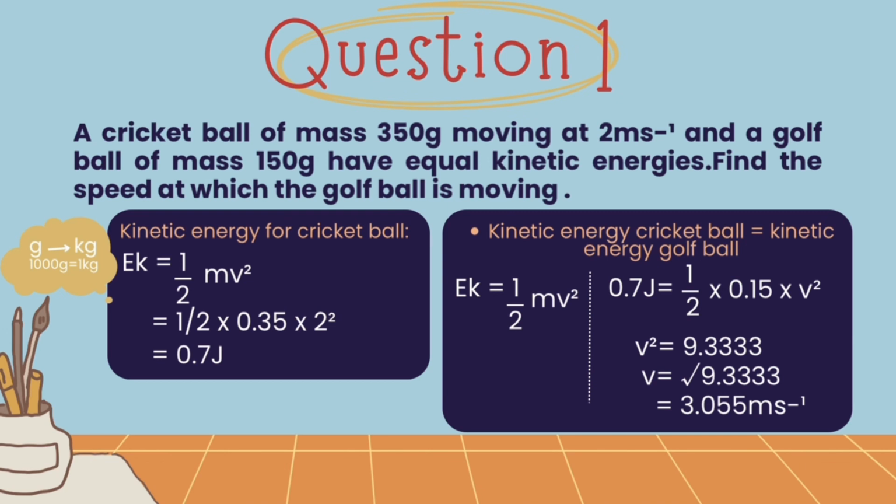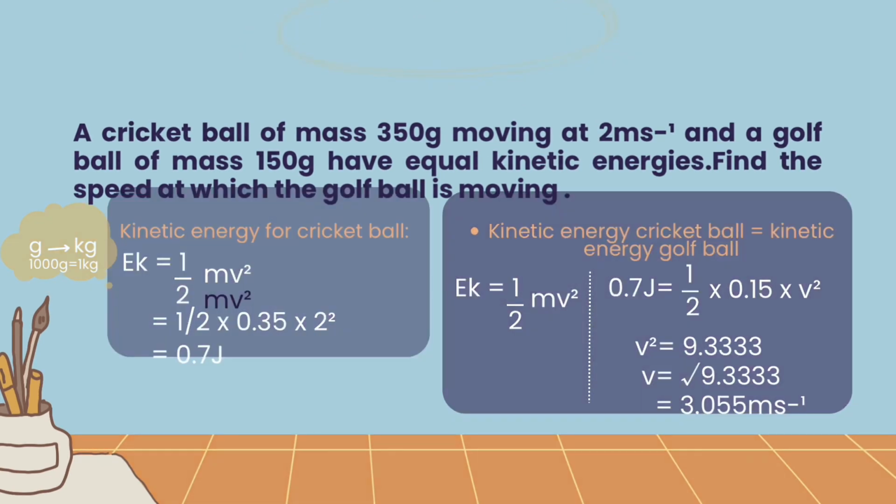It is mentioned in the question that the kinetic energy of the cricket ball is equal to the kinetic energy of the golf ball. So, both kinetic energies are equal to 0.7 joule. Now, applying the formula, we get 0.7 joule equals 1/2 multiplied by 0.15 kilogram multiplied by velocity squared. Now we will find the velocity of the golf ball. At the end, we will get 3.055 m/s for the velocity of the golf ball.